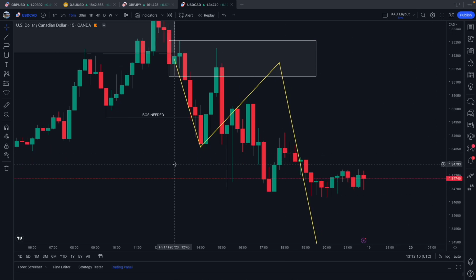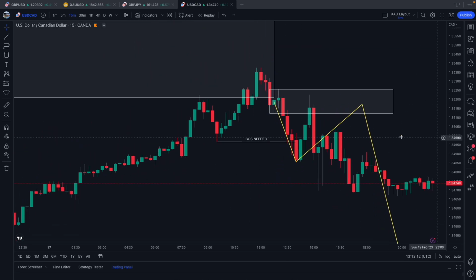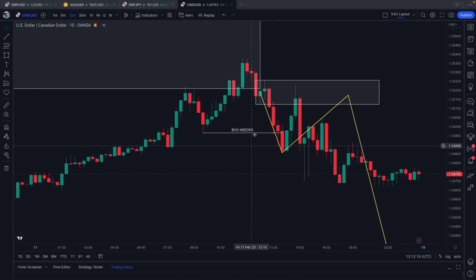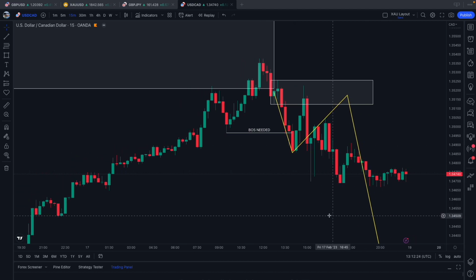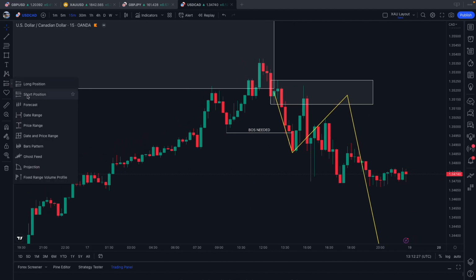What I did then is I looked for an area that had been left unmitigated, i.e. this. We had a last buy to sell region. Price came down, traded us back into this, as you can see, and then has gone on to trade us lower in the market. So we could have placed short positions here.